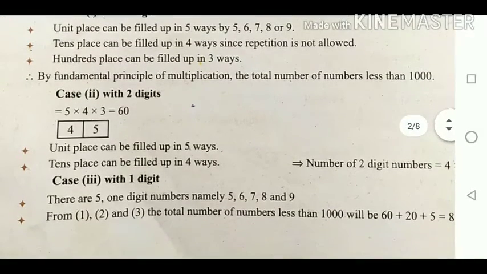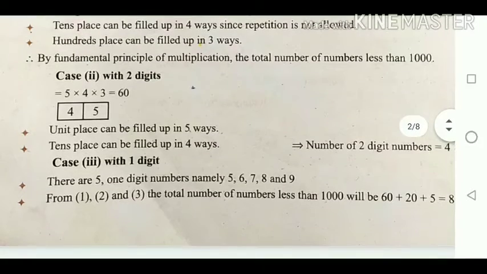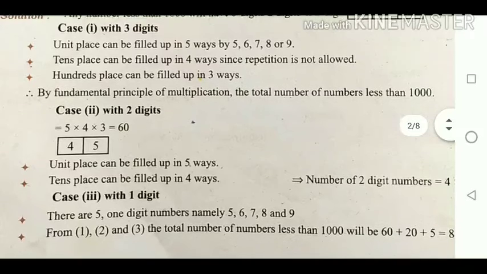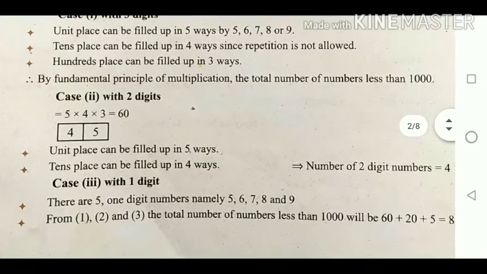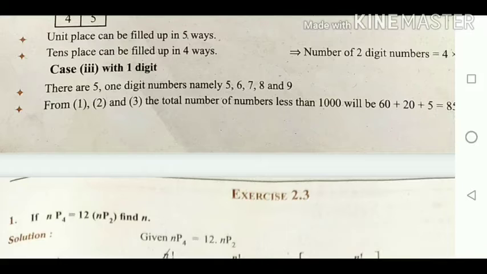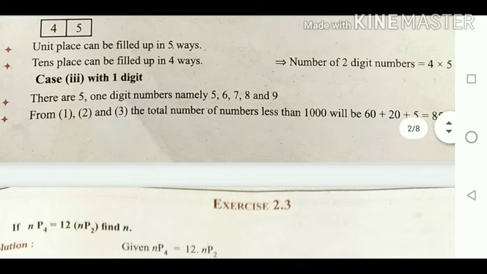Now we go to the 2-digit number. The unit place can be filled in 5 ways, because there are 5 numbers. Then the tens place can be filled in 4 ways. Therefore we get 5 into 4 for the 2-digit number. Next, the 1-digit number: there is only 1 place, and you may have 5 ways. Therefore the answer comes from cases 1, 2, and 3.